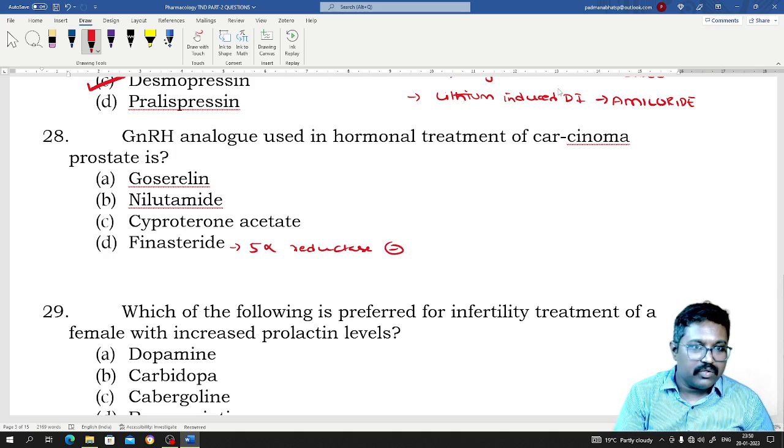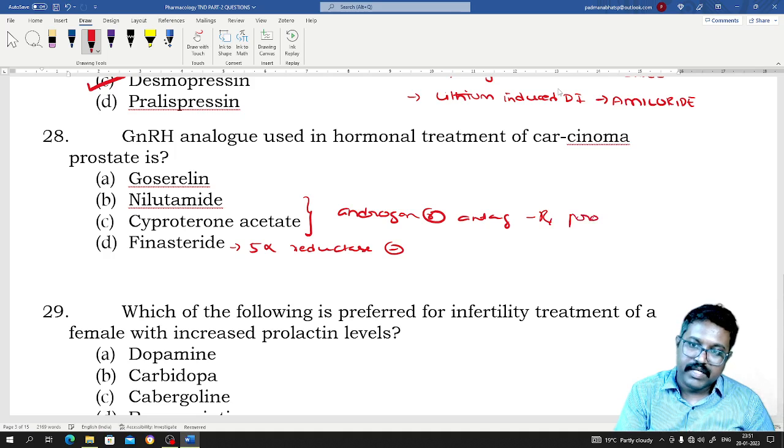There is one more drug also, dutasteride. Nilutamide and the cyproterone acetate, they are the androgen receptor antagonists. They can also be used in case of prostate carcinoma, but here the question is regarding the GnRH analog. So this is the GnRH analog. So this can be used in the treatment of prostate carcinoma. So the answer is goserelin. Goserelin is the right answer.